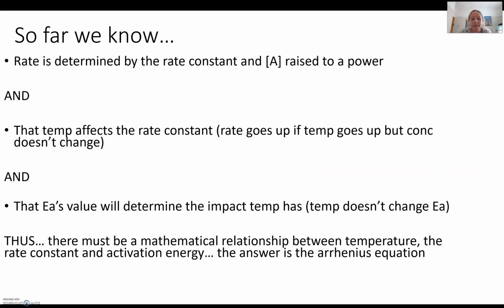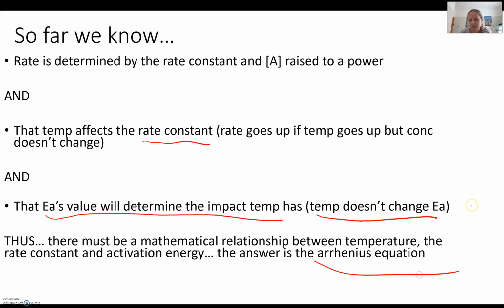Okay, so far these are the points that we know. We know that rate is determined by the rate constant and the concentration of your reactants raised to a power. So we know that that was our rate expression, that was 16.1. We also know that temperature will affect the rate constant, and we know that because concentration won't change with temperature, and we know rate changes with temperature. So therefore the only thing left is the rate constant. And the final thing is that we know that temperature doesn't change the activation energy value, but the EA's value will determine the impact that temperature has. So there has to be some way of mathematically expressing all these factors together.